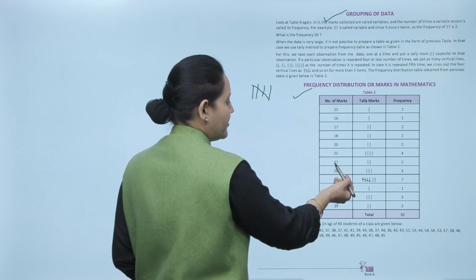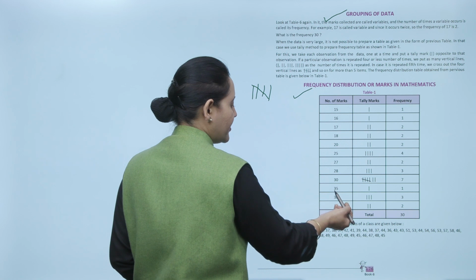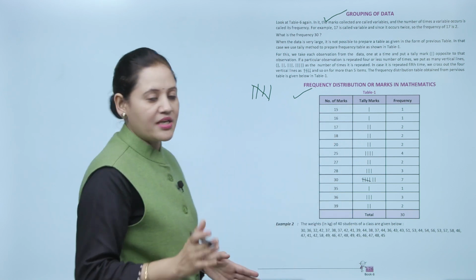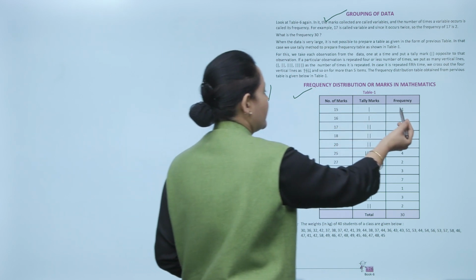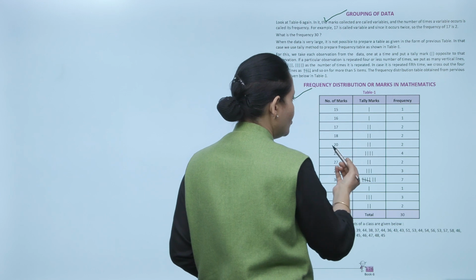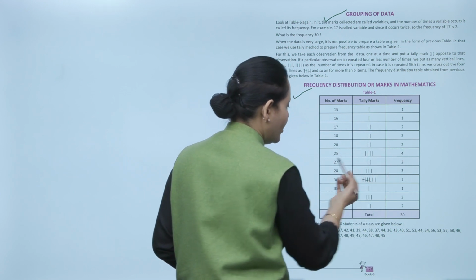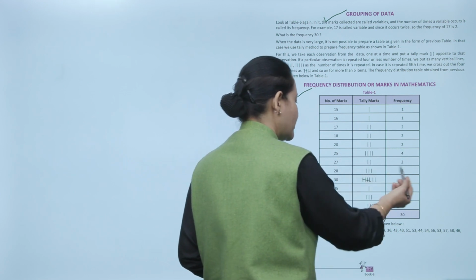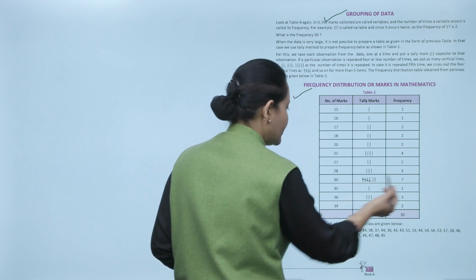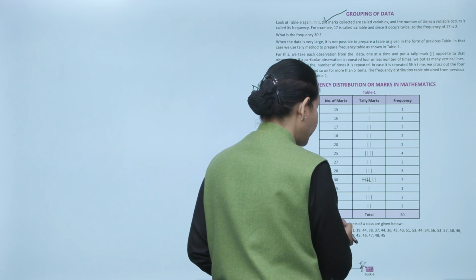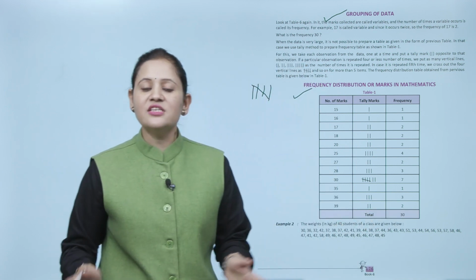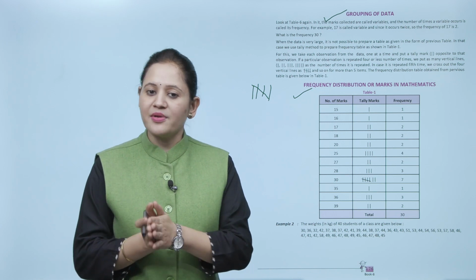The marks are 18, 20, 25, 27, 28, 30, 35, 36 and 39. And the tally marks show how many students got them. So, 15 has frequency 1, 16 is 1, 17 is 2, 18 is 2, 22 is 1, 25 is 4, 27 is 2, 28 is 3, 30 is 5 plus 2, that is 7, 35 is 1, 36 is 3, 39 is 2. Total is 30. So, like this, we can make a frequency table for given data.